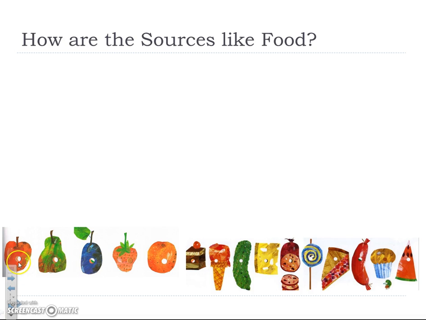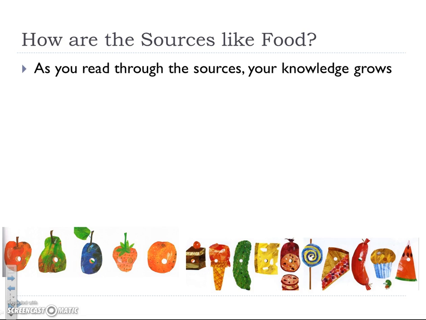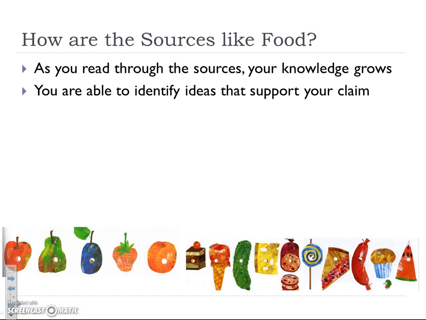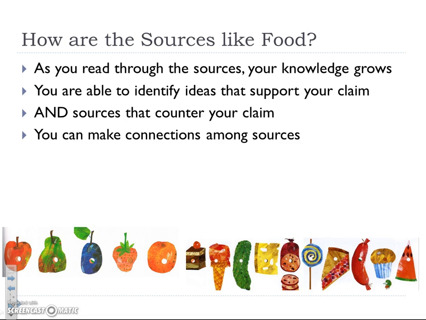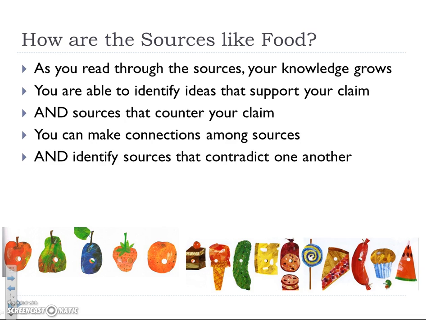If you remember The Very Hungry Caterpillar, he eats his way through all of this delicious food, there he is down here, in order to become a nice big fat caterpillar that can enter the cocoon. So as you read through these sources, your knowledge is going to grow just like the caterpillar grows, just as he gets fatter. You're going to be able to identify in your sources ideas that support your claim, and sources that counter your claim, that go against what it is you're arguing. You should be making connections among sources and identifying sources that contradict one another.